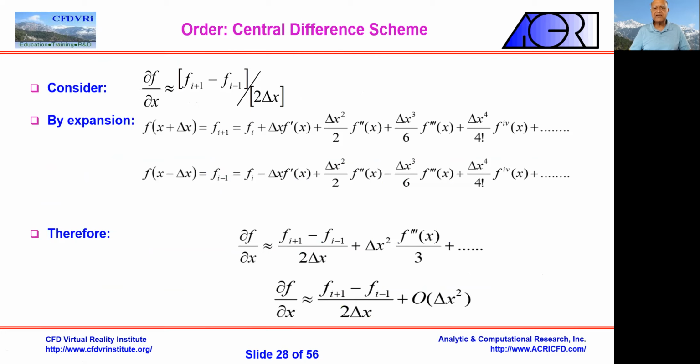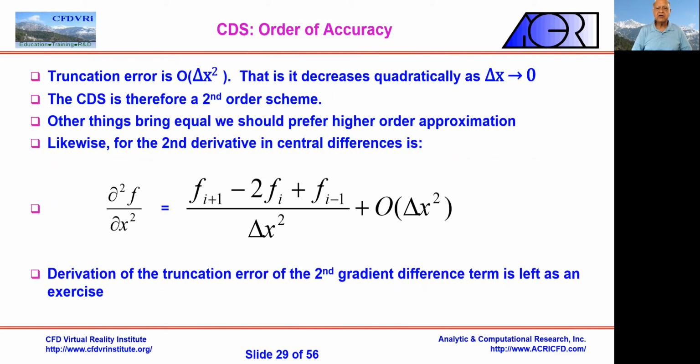Now let's look at the central differencing. If you look at the central differences, that will be given by the point ahead and the point behind. We expand the point ahead and the point behind into the Taylor series, and we take the df by dx, and we basically get this quantity, right? Okay, here we see that the leading term is on the order of delta x squared. So this is a second order scheme. Now let's look at the order of accuracy. The truncation error is of the order delta x squared, so it decreases quadratically as delta x decreases.